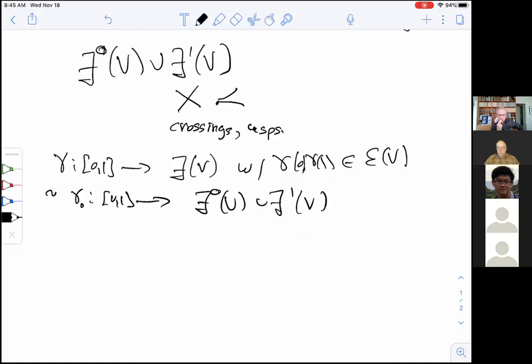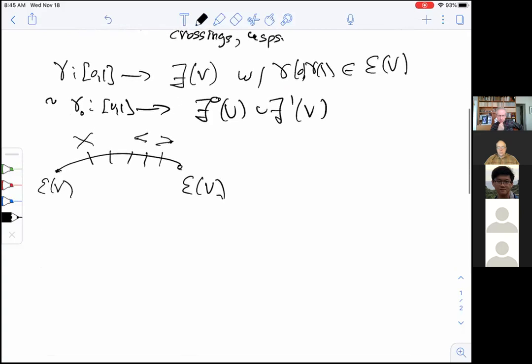Okay, so you have this path. This end is in E of V, no critical points. This end is in E of V, no critical points. So there's finitely many values where either there's a crossing or a birth is created, or the opposite, a birth dies, which is a death. I mean, two critical points cancel each other.